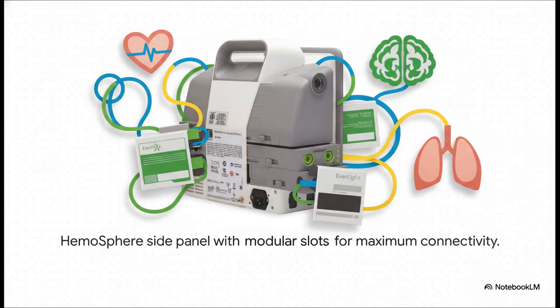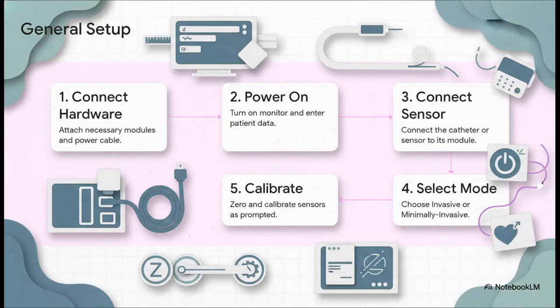So here you're looking at the side panel of the HemoSphere monitor, and this is really the nerve center of its versatility. You can see those multiple expansion slots right there. This is the modular design we've been talking about. This is what lets you completely customize the monitor for exactly what your patient and your procedure need on any given day. And the great news is the setup process is incredibly intuitive.